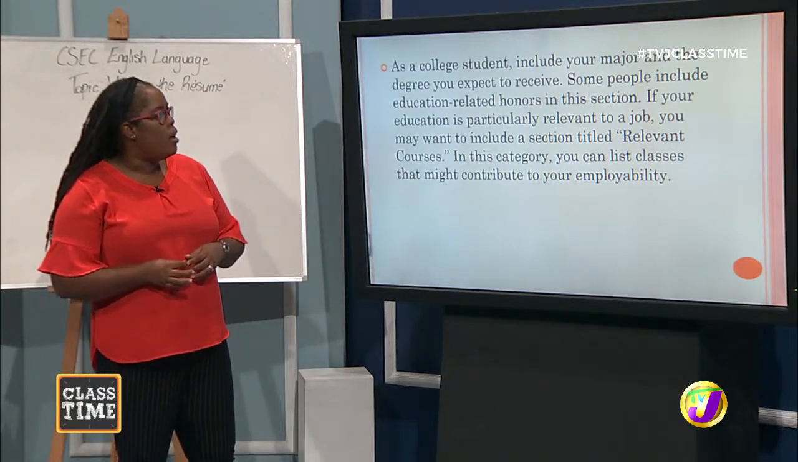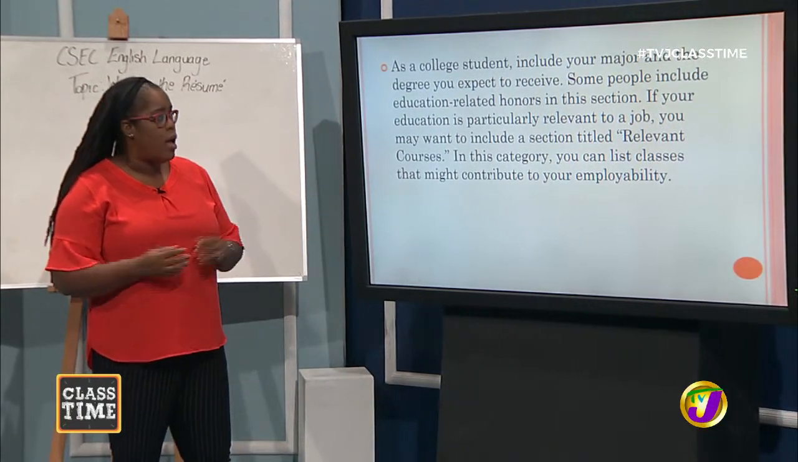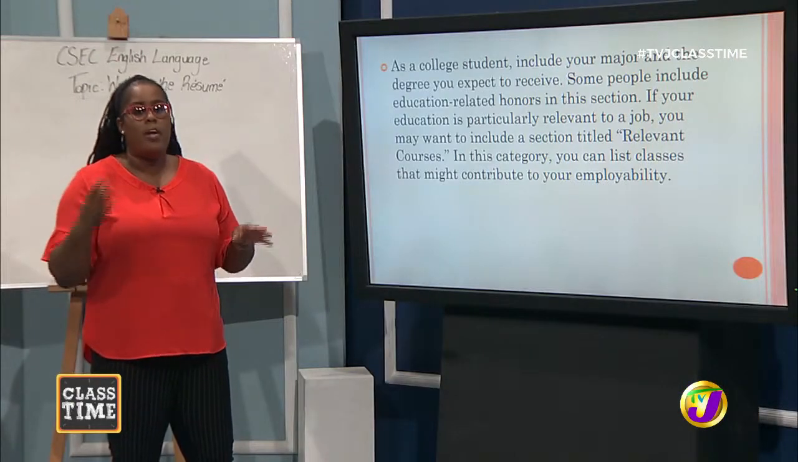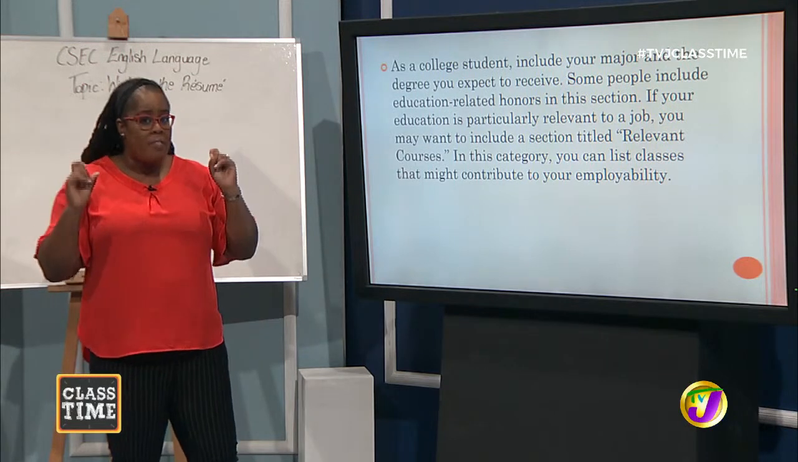All right. As a college student, include your major, as I mentioned not too long ago, and the degree you expect to receive. Some people include education-related honors in this section. If your education is particularly relevant to a job, you may want to include a section titled Relevant Courses. In this category, you can list classes that might contribute to your employability. So this is a part of selling yourself. You're adding things on to make yourself more marketable, all right? So if you did some courses that would help you in this particular field, you can include them under education as well and give it the title Relevant Courses.